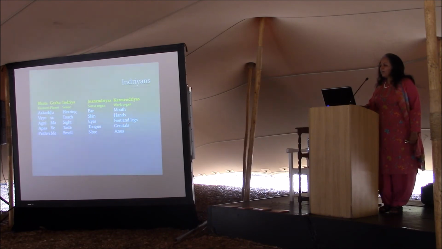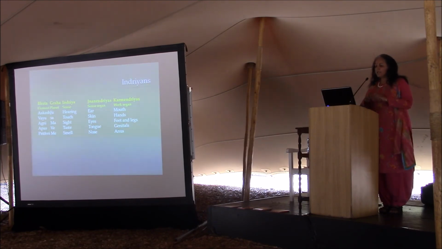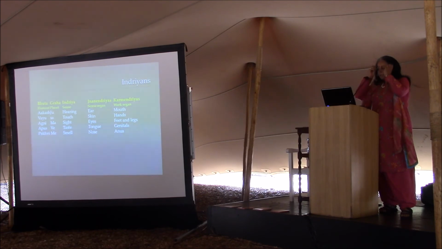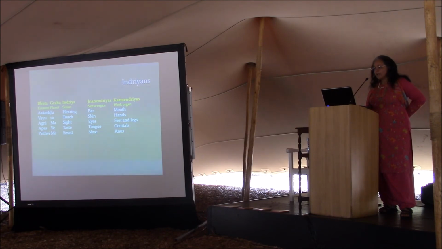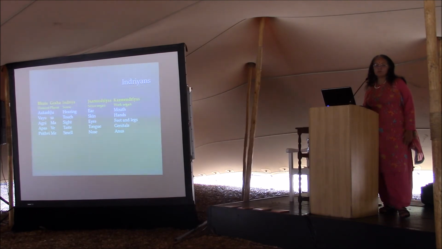So here we have the planets, and basically we have Jupiter, Akash. Akash is ether. Jupiter rules ether. It affects our sense of hearing. The sense organ is the ear, and the work organ is the mouth.